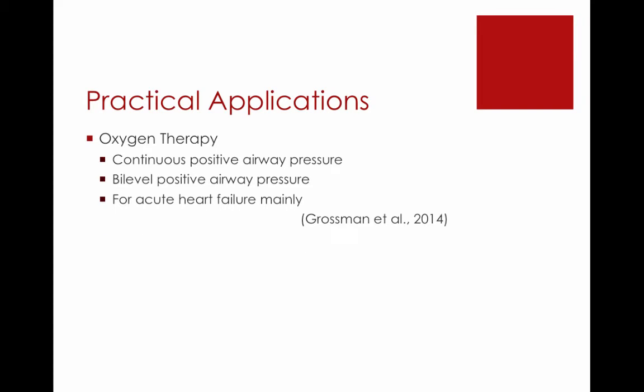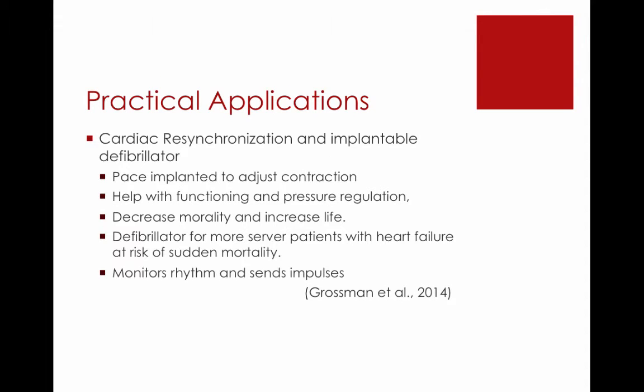So a third application is oxygen therapy. So there's 2 types here. So you can have continuous positive airway pressure or bi-level positive airway pressure. Both of these methods in oxygen therapy are used to assist in heart failure and are mainly used for acute heart failure. However, this method raises the oxygen levels in the blood, which is what we want to happen anyway.